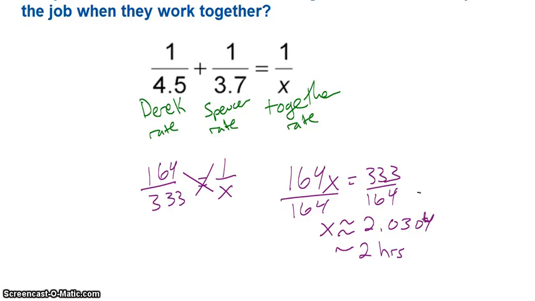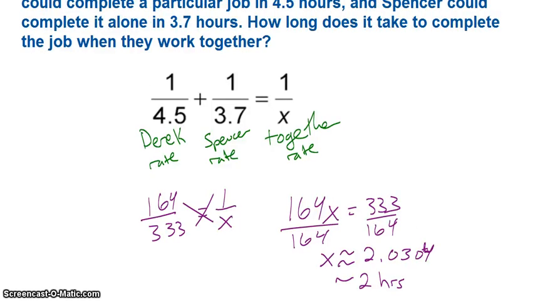So these are the type that I think are most manageable, and I think that they show up often enough that it'd just be worth getting comfortable with. So 1 over the rate of one, plus 1 over the rate of the other, equals 1 over x, and solve for x.